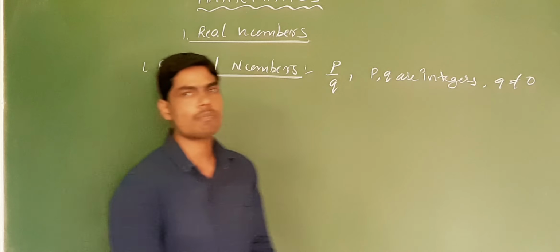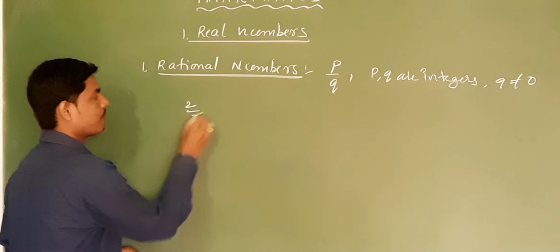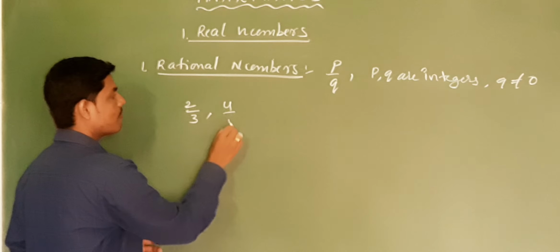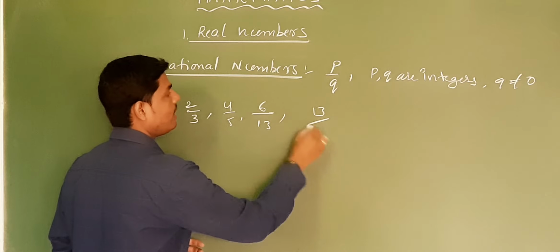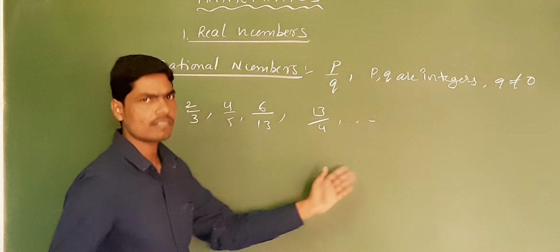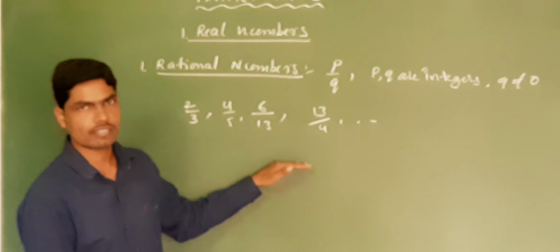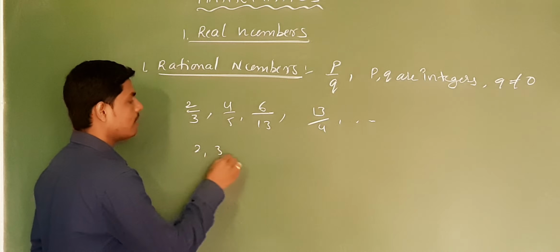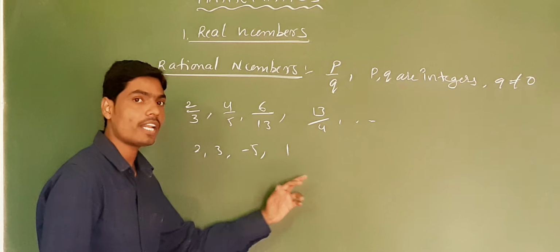We'll take some examples for rational numbers. 2 by 3, 4 by 5, 6 by 13, 13 by 4. Like that we can take some other numbers. And now these are fractions. 2, 3, minus 5, 1. These are also called rational numbers.